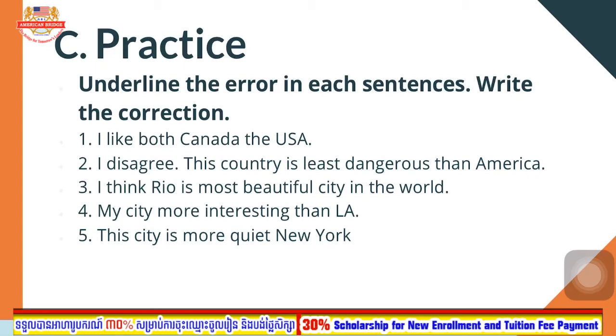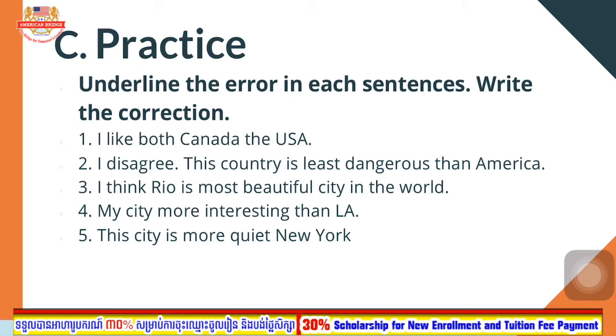Number one, I like both. You know that when we use both, it should be both and. Okay, both noun and noun as well. So the error place is the. Not the over here, it should be and the. Again, the answer is that I like both Canada and the USA. So we have to add and the. Okay, good.